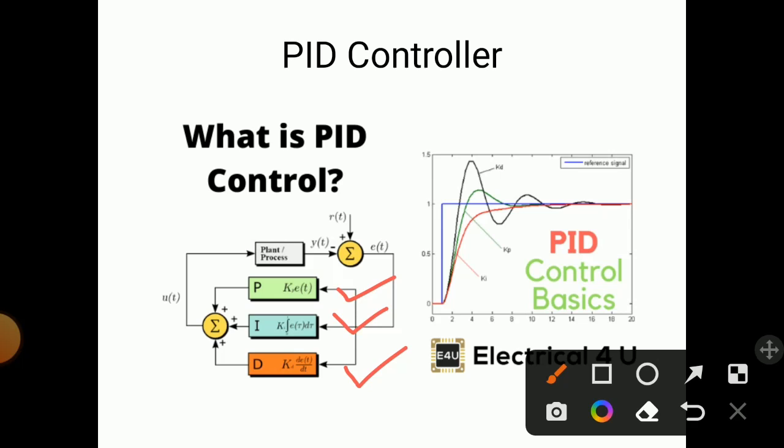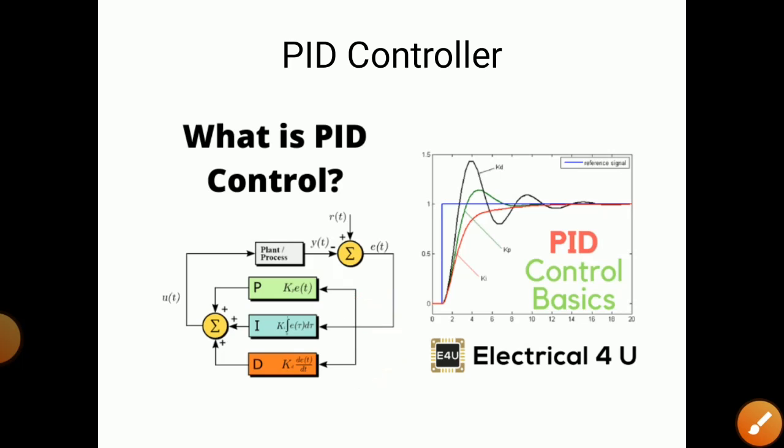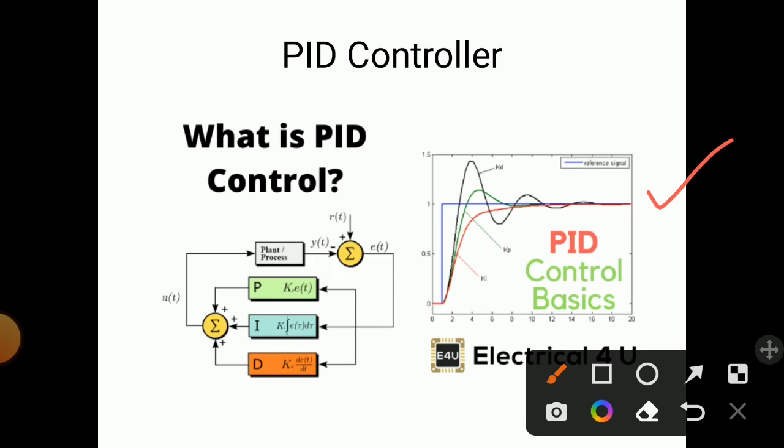These three equations each have some advantages and some disadvantages. That's why they are usually connected together and not used separately. Many times they are used together to achieve higher performance. This is the graph we should get after using PID control. We'll study this graph later. First of all, we will try to understand the procedure.